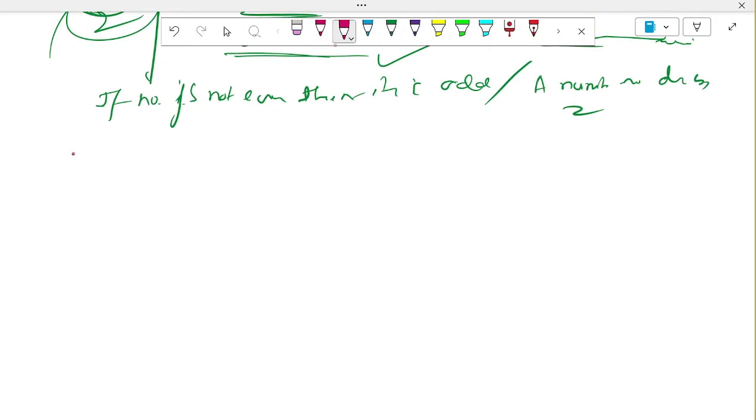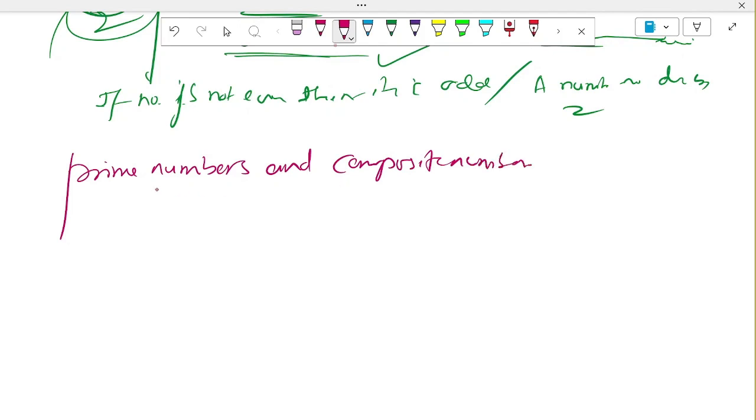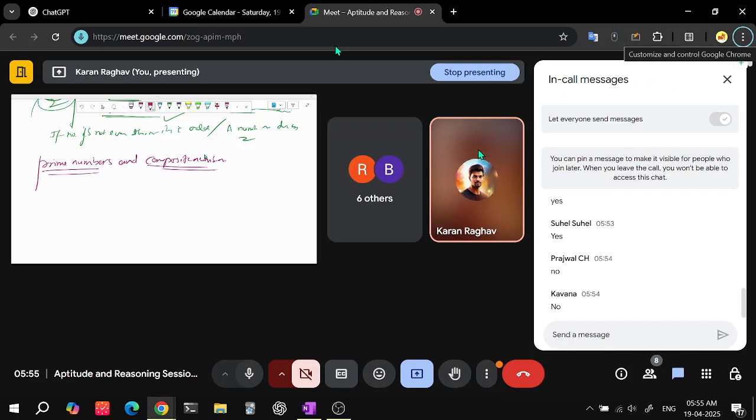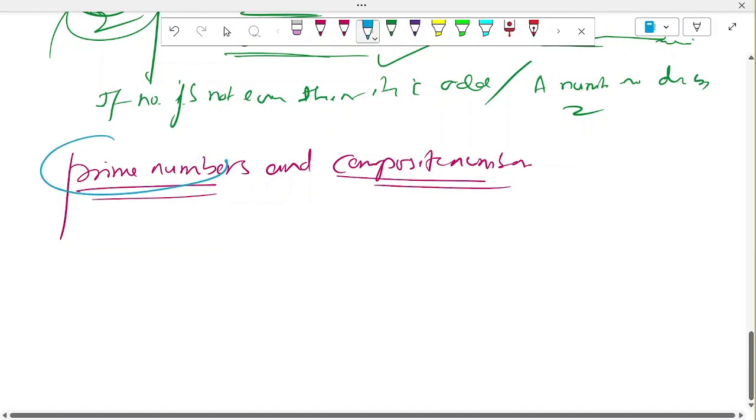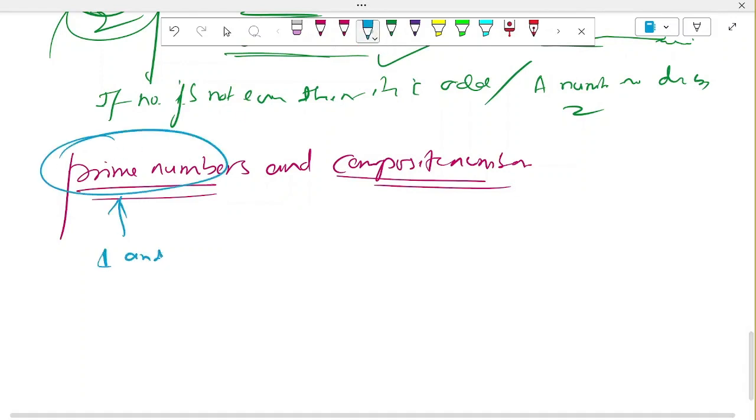Now the last one is prime numbers and composite numbers. Can anyone tell me what is the definition of prime numbers? What is the prime number? So many times you have heard, you have written programs in so many languages to find whether a number is prime or not. A number divisible by 1 and itself. Yes, a number divisible by 1 and itself.